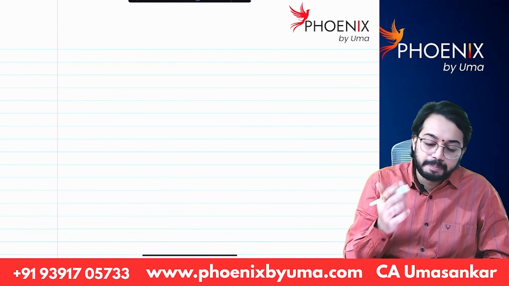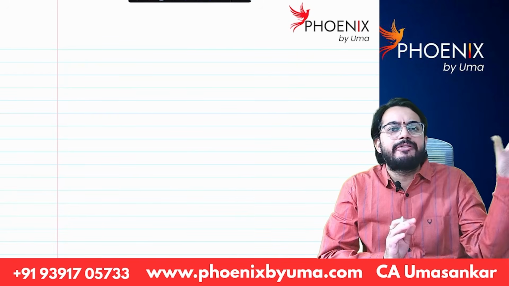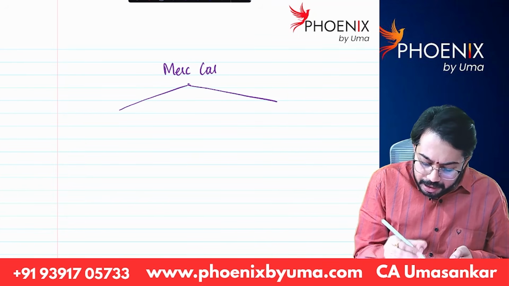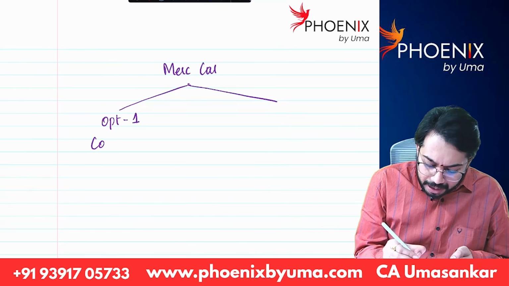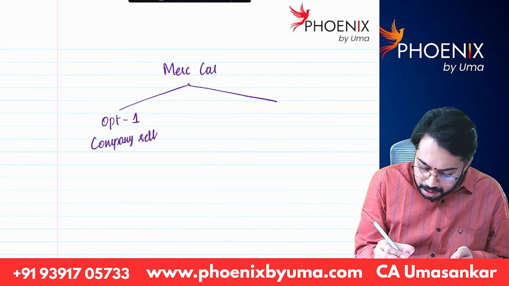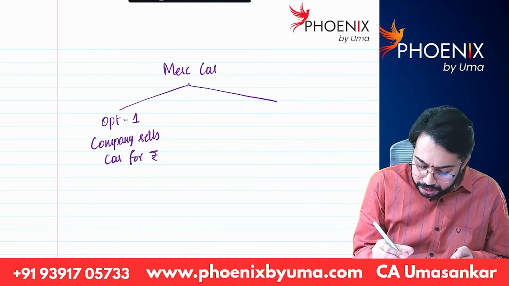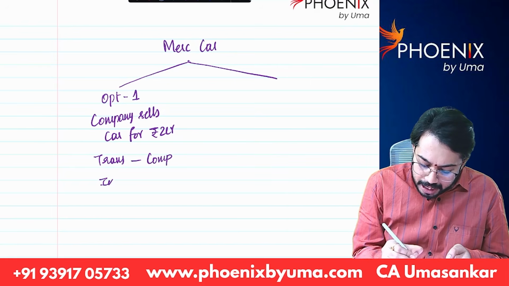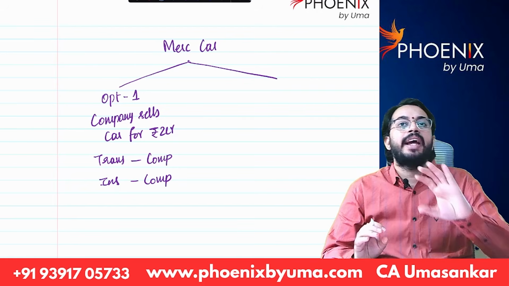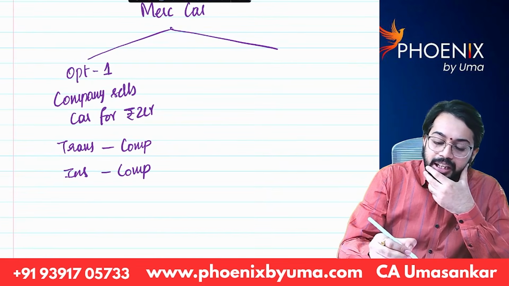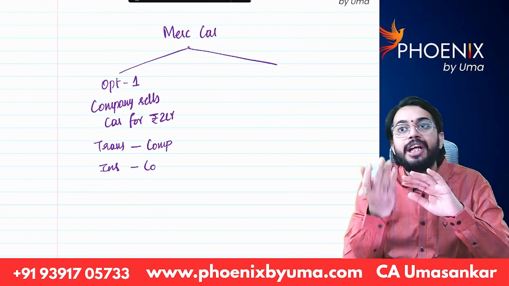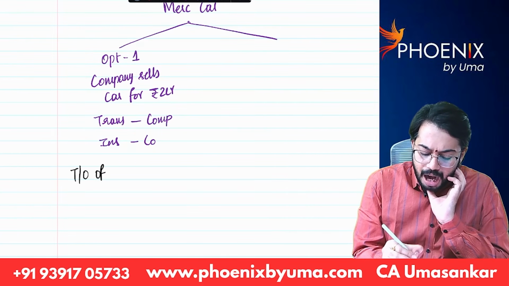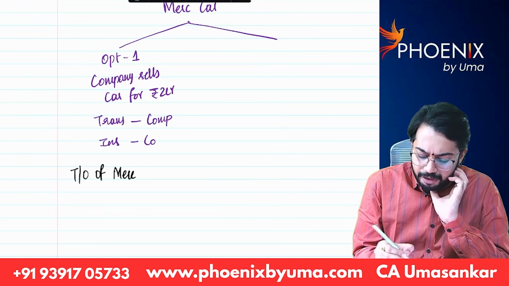Let's say I wanted to buy a Mercedes car from Germany. Now, I have two options. Option 1, the company sells the car for 2 crores. Transportation is done by the company. Insurance is paid by the company. Ultimately, I need to pay only 2 crore rupees to the company. In this case, transportation charges are included in 2 crores. Insurance is also included in 2 crores. In this case, turnover of Mercedes is equal to 2 crores.